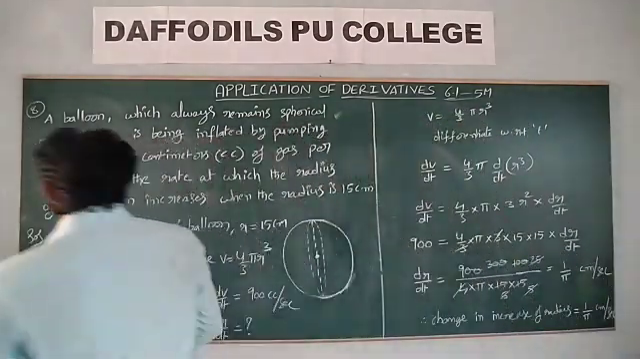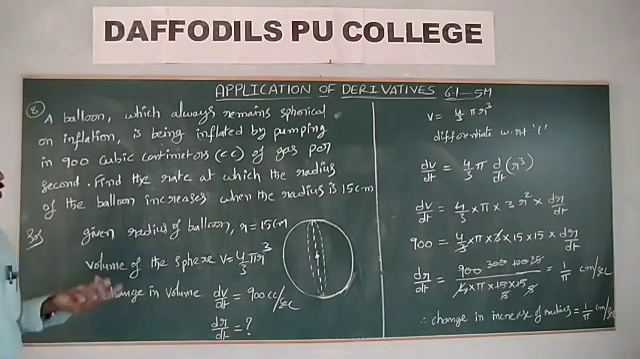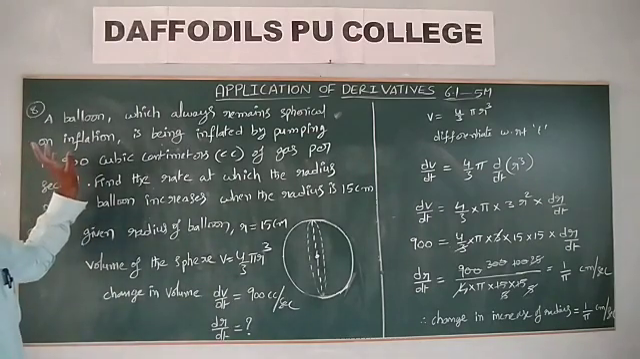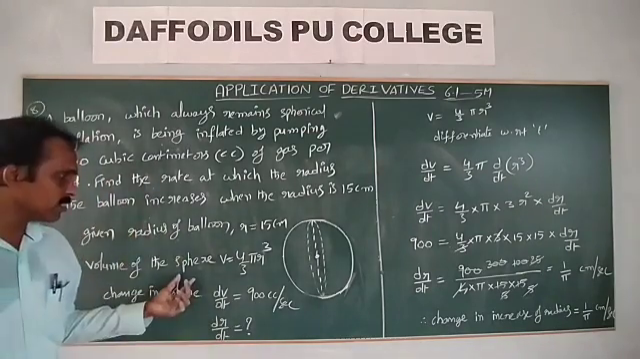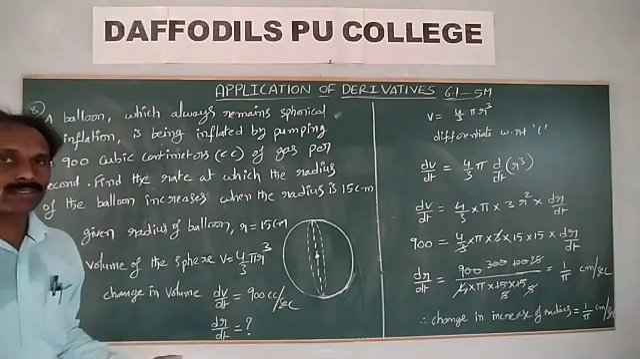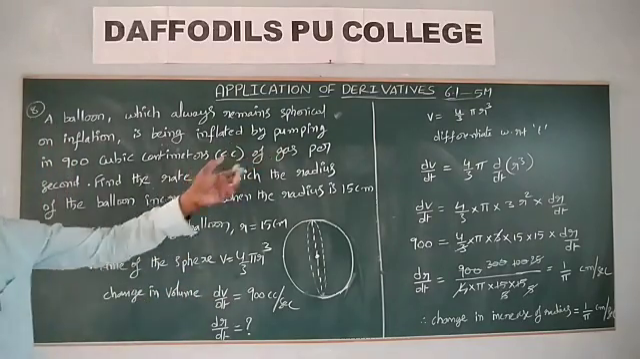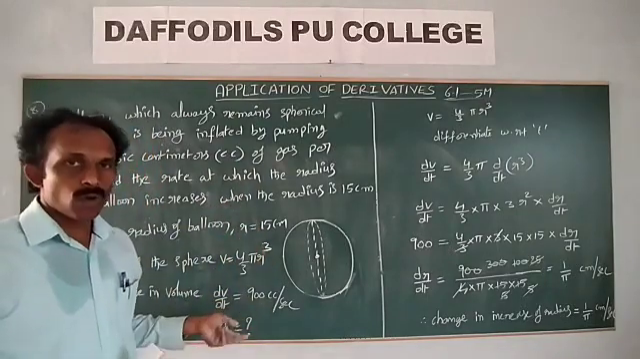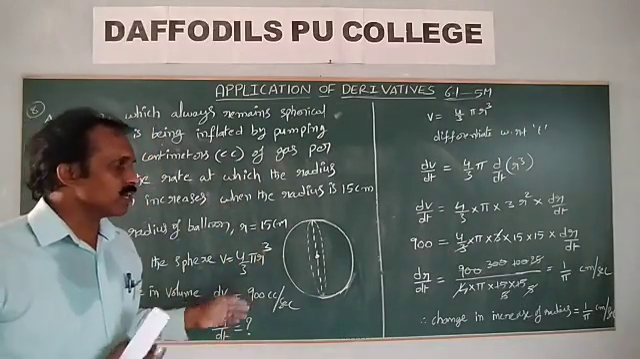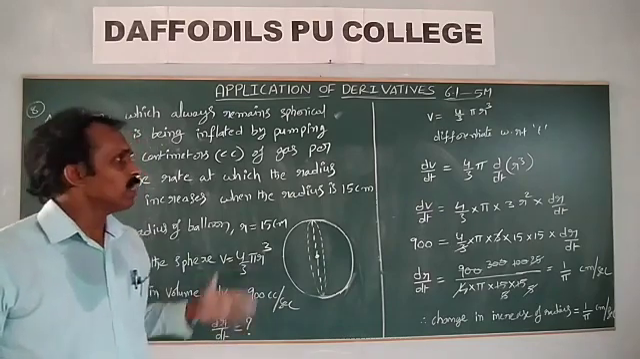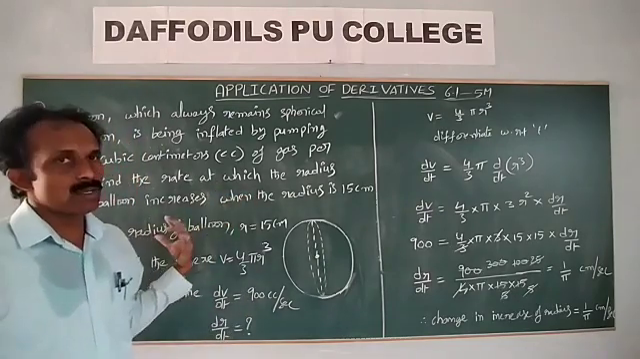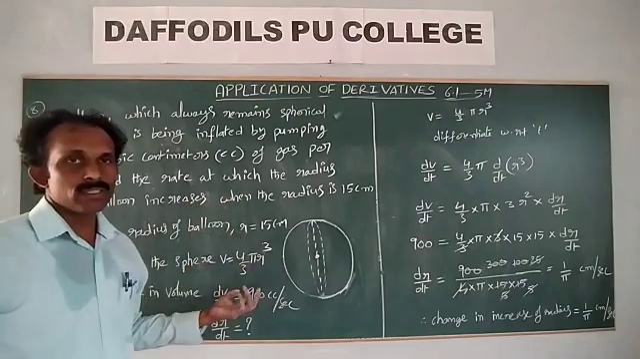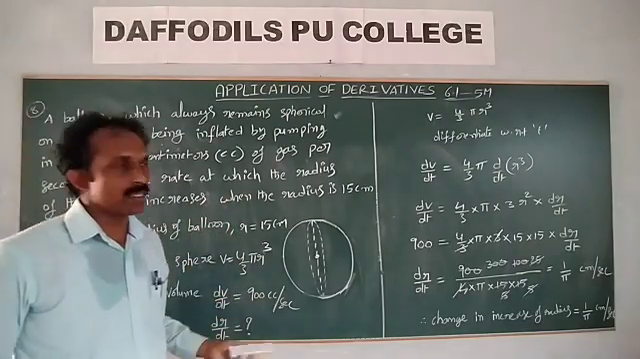So this is the 8th problem. First of all, understand the question, what is given and what you find. Then remember the formulas: sphere, cube, rectangle, cone. First of all, read all these formulas. Remember these formulas, and understand what they ask and what is given. So these problems are very easy.